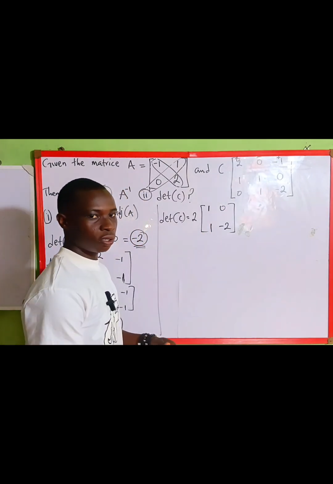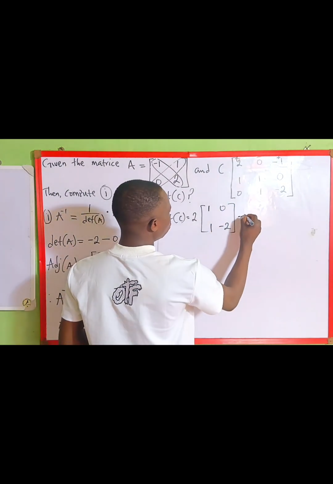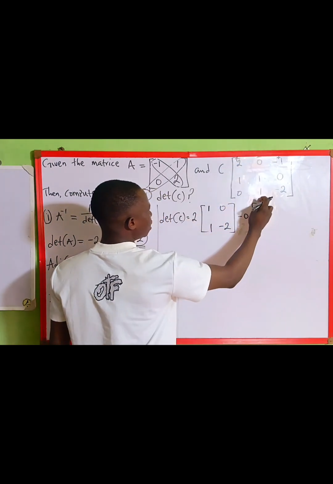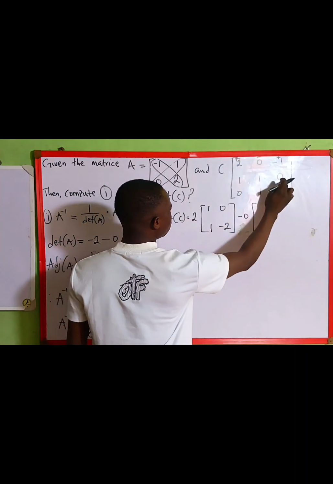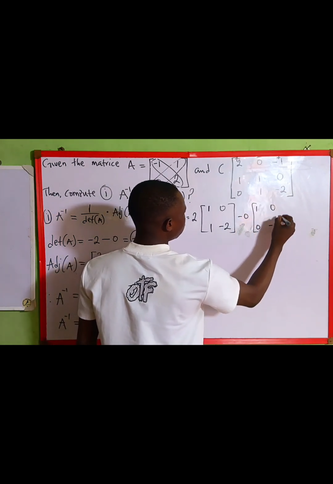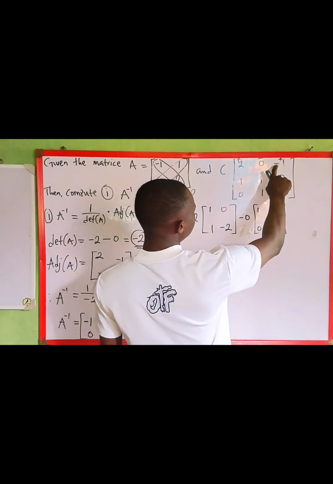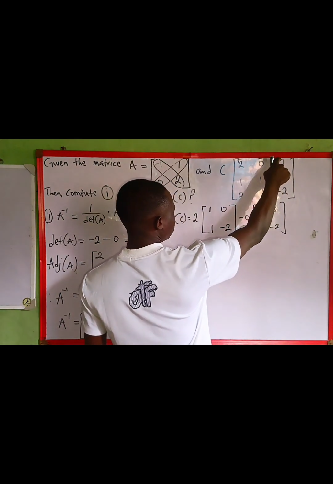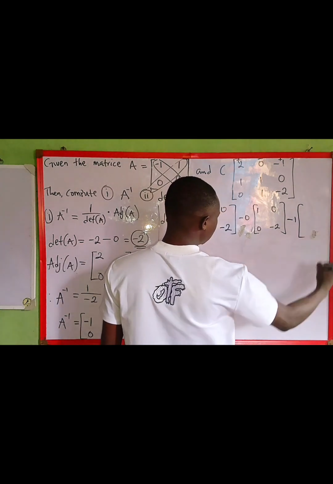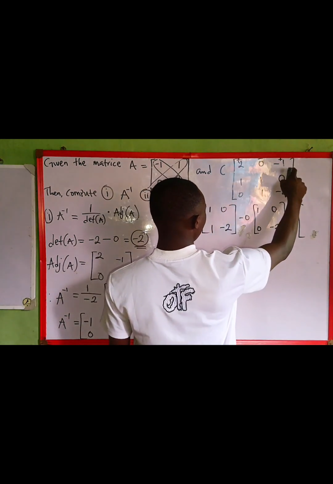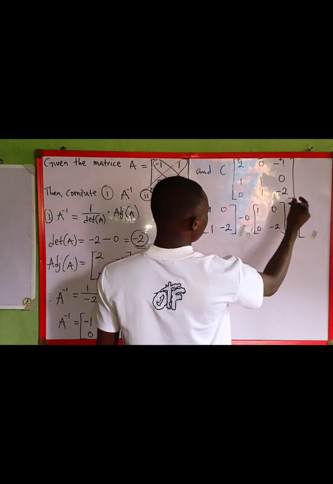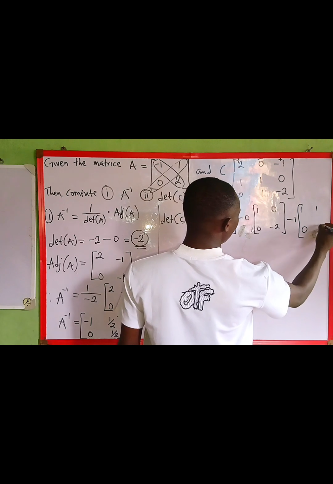Then the second element, which is negative 0. So we take the negative 0. Now we cover the row and the column of negative 0. We are left with 1, 0, 0, negative 2. Then the third element is negative 1. We have positive and negative, so it's going to be negative 1 because positive multiplied by negative is negative. Then when we cover the row of this element and the column of this element, we are left with 1, 1, 0, 1.